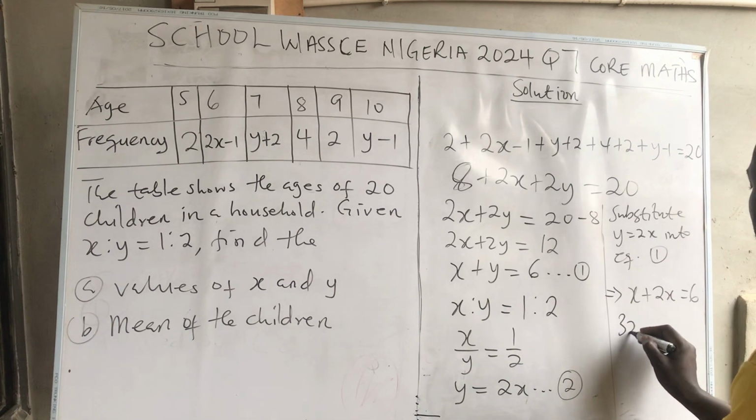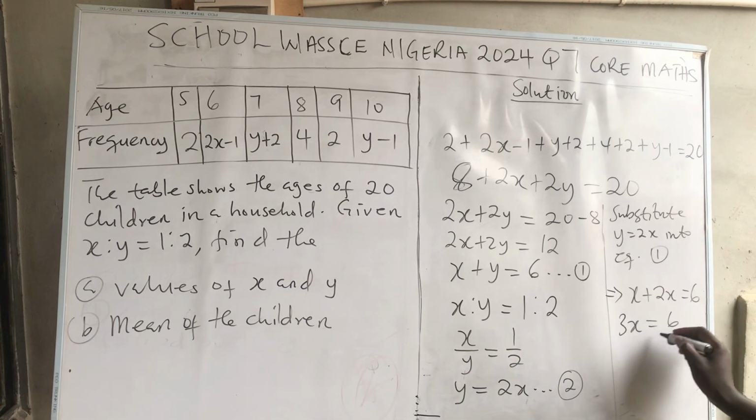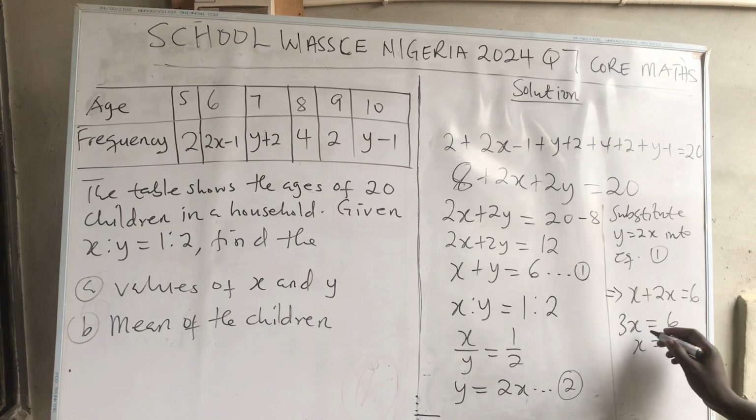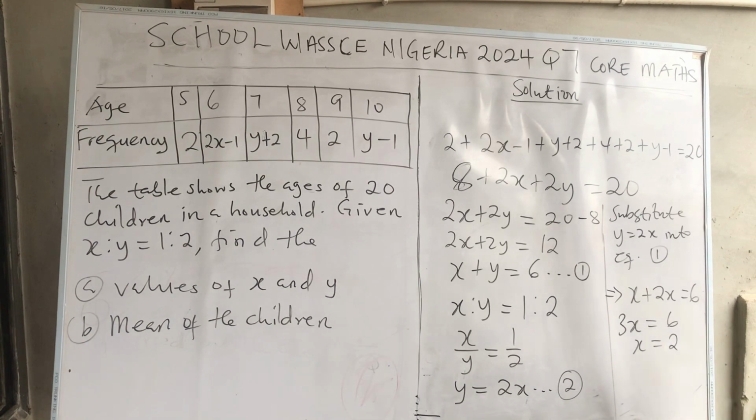So we have 3x to be equal to what? 6. And x will give us, 6 over 3 will give us 2. So our x is 2. Okay, but we need to get what? y. So how are we going to get y?